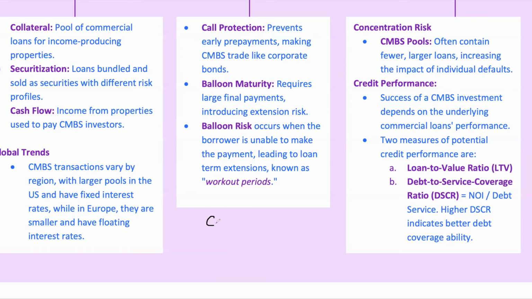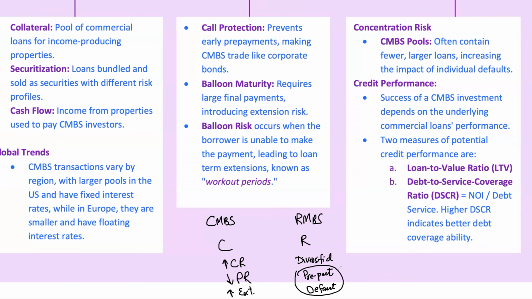Lastly, let's do a quick comparison of CMBS and RMBS. CMBS deals with commercial mortgages like office buildings and warehouses, while RMBS focuses on residential mortgages. CMBS usually has higher credit risk because it's less diversified, lower prepayment risk, but higher extension risk, especially with those balloon payments. RMBS, meanwhile, is spread out more, but has its own set of prepayment and default risks. And that's the scoop on CMBS.